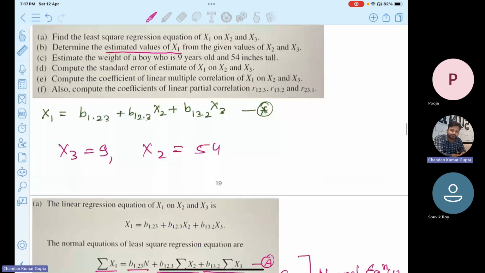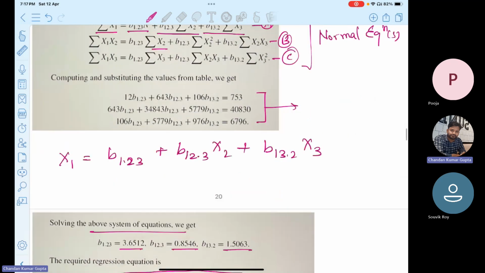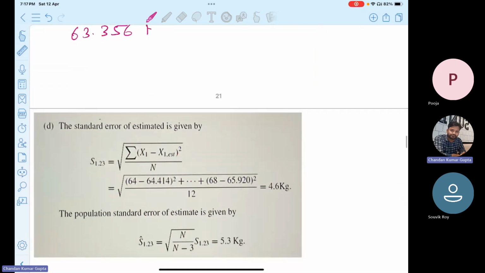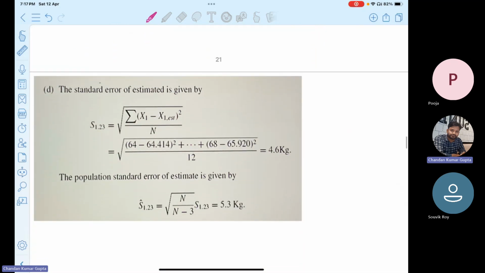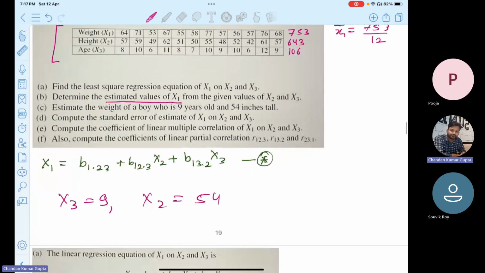The next question, because we have created a model, is to compute the standard error of estimate of x1 on x2 and x3. We already have a simple formula, putting in all the values from the samples, and after solving we get 4.6 as the standard error. And the population standard error is the square root of n upon n minus 3 times the standard error of the estimate, which after calculation is 5.3. This is the formula actually. There is nothing like logic.